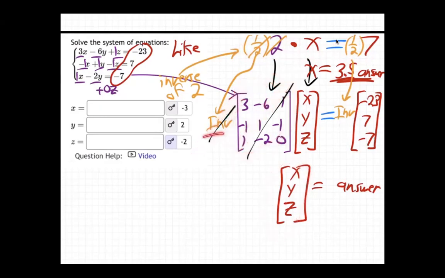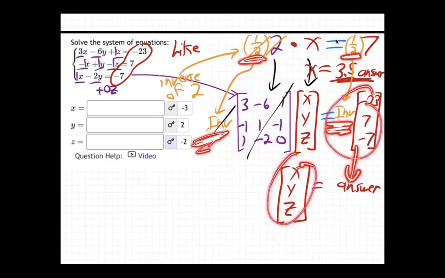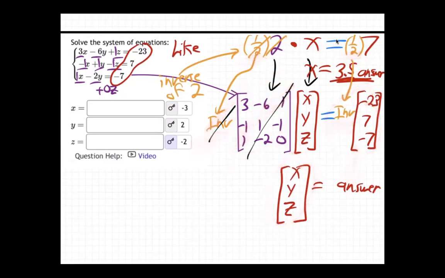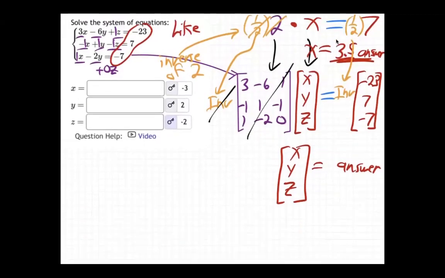But whatever you do to one side, you have to do to the other. If you multiply the inverse on the left side, you've got to multiply the inverse on the right side, just like a half on both sides. The inverse on both sides. And then over here will be your answer because X, Y, Z will be alone. These will cancel. And so that's what we're going to do. So how do we get our answer then? The answer is going to be right here.